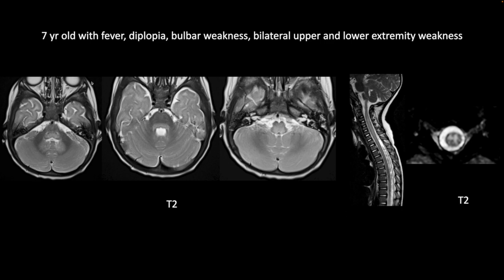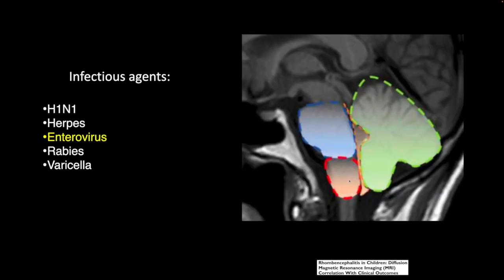This was a 7-year-old with fever, diplopia, bulbar weakness, bilateral upper and lower extremity weakness. And you can appreciate on the T2 sequences that there are edematous changes in the dentate nuclei, the cerebellar white matter, dorsal brainstem, some degree of the pons over there, and long segment myelopathy involving the cervical cord and the upper thoracic cord. Axial sections demonstrated predominant central involvement and predominant ventral cord involvement. This child went on to have enterovirus, that is 71 strain.